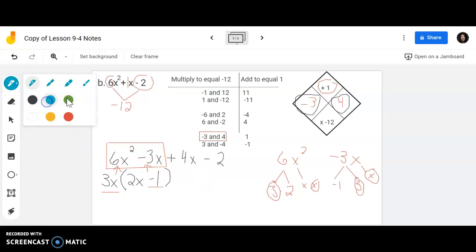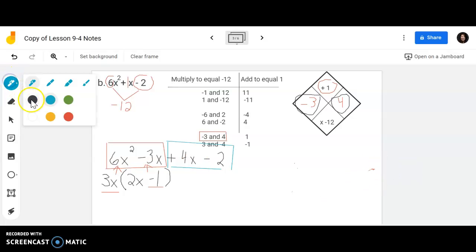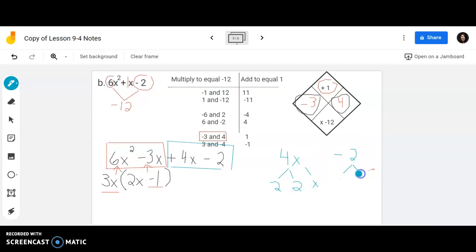Then we need to break down the second part. We've got 4x squared minus 2. We need to figure out what is our greatest common factor. Oops, let me do that again, because I accidentally erased the other part. So if we have 4x, that's going to just break down to 2 times 2 and an x. And then negative 2 is just going to break down to negative 1 and 2.